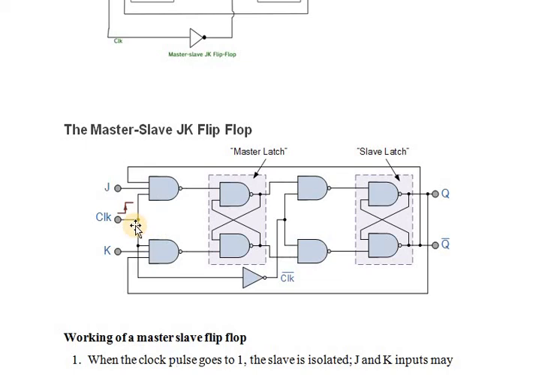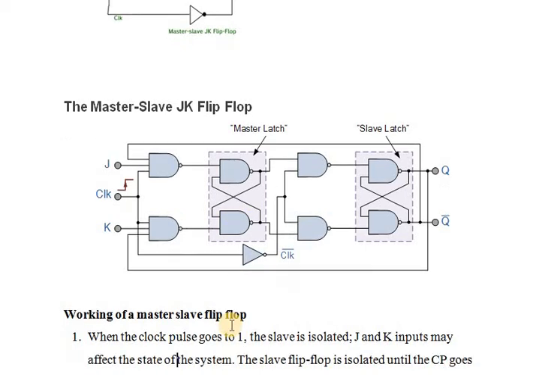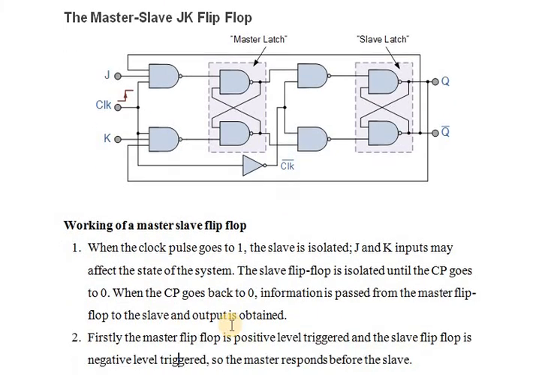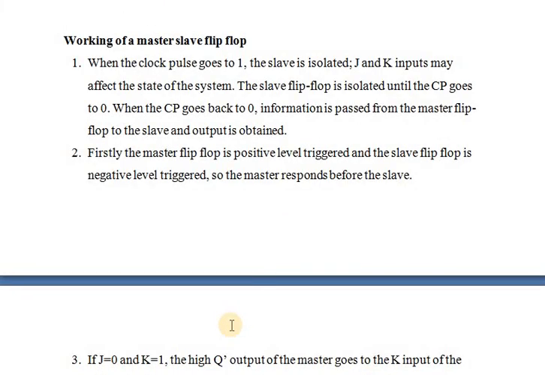When the clock is low, the slave will be in the active mode. So when this is active, this will be deactive. When this is deactive, this will be active. So this is the concept of the master slave JK flip-flop. Now we will see the working of the master slave flip-flop.